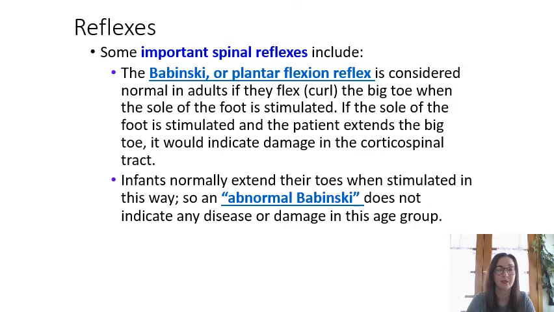All right, another reflex here, the Babinski reflex, sometimes called the plantar flexion reflex. So this is a weird one that's kind of different in adults than it is in children. In adults, if you touch the sole of someone's foot, then normally that's going to cause them to curl their toes, so to kind of flex the toes. In a baby, it's going to be the opposite. If you touch a baby's foot, they're going to extend the toes or kind of drag them back. So different in adults versus infants.